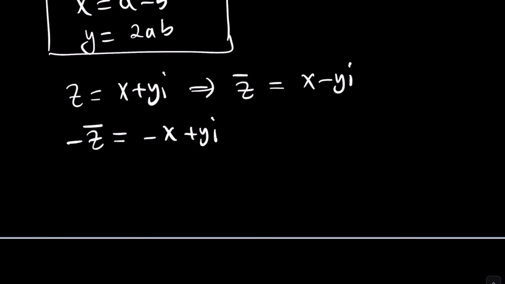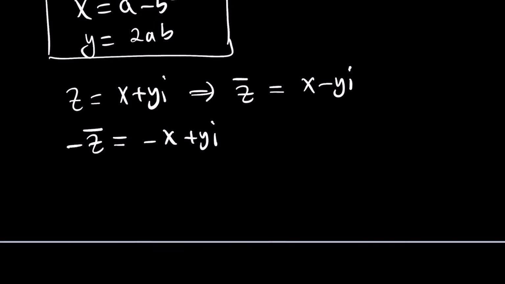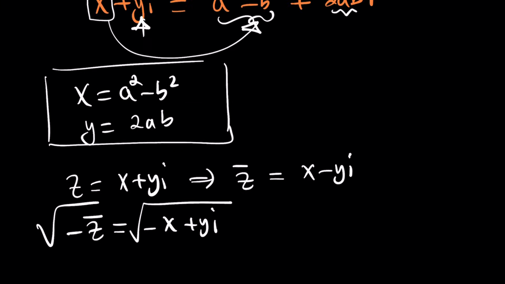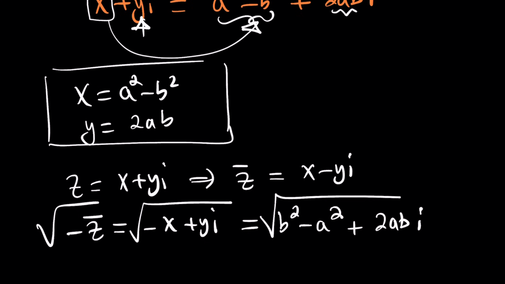But how do you square root this number? Suppose you square root both sides, and in that case, you're going to get something like this. But we know that x is equal to a squared minus b squared. So negative x would be b squared minus a squared, plus yi would be 2abi, right? Now, how do you find the square root of something like this?